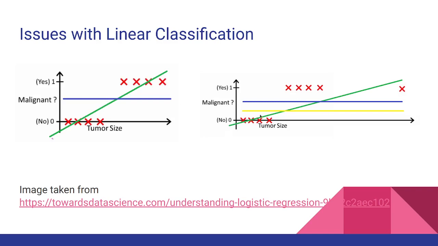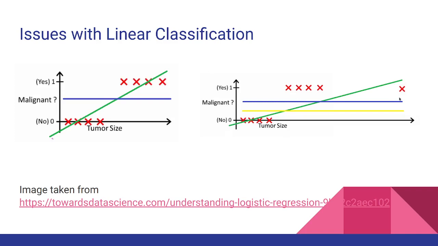Okay, but suppose the line is changed, because of this point. After changing, this is the new line, and suppose we have the same tumor at this point. What will happen if we check? The green line is actually above the yellow line. So in the earlier case we are saying that the tumor is not dangerous, but in this case, for the same size, we are saying that the tumor is dangerous. Why?